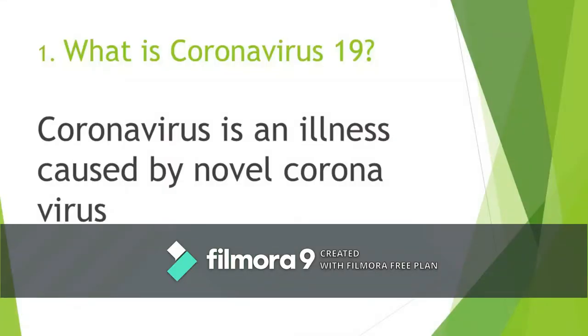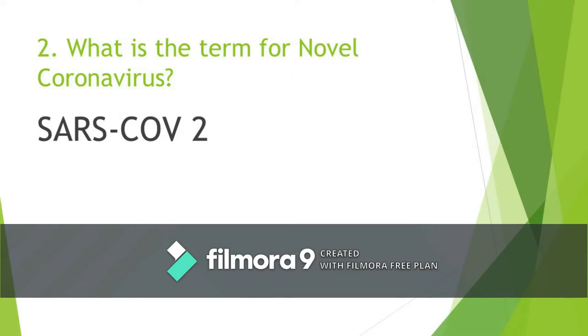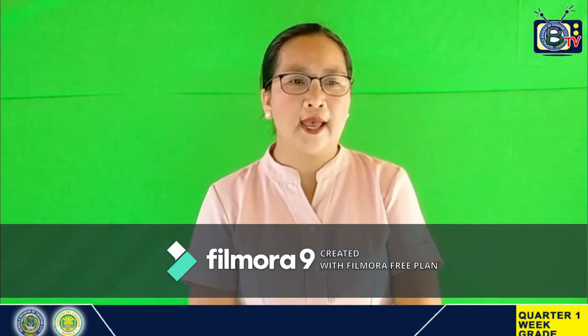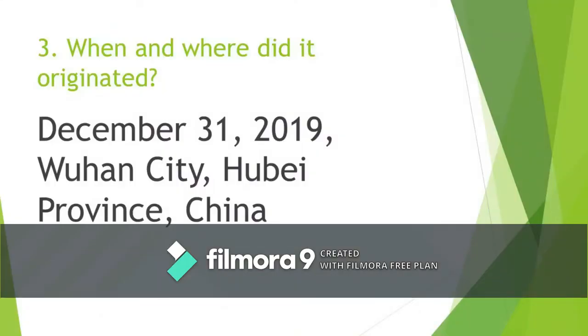Done? All right, time to check your answers. On number one question, what is coronavirus? Answer, coronavirus is an illness caused by novel coronavirus. Number two, what is the term for novel coronavirus? Answer, SARS-CoV-2. Number three, when and where did it originate? Answer, December 31, 2019, in Wuhan City, Hubei Province, China.